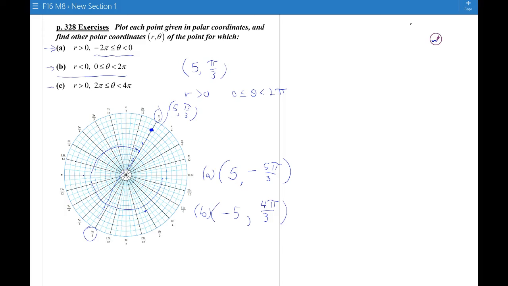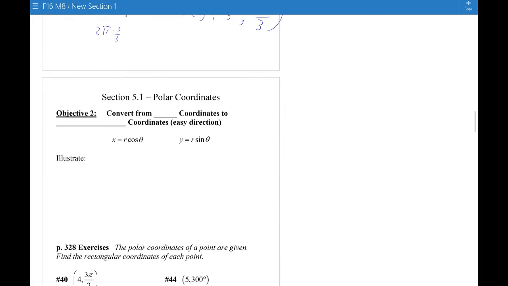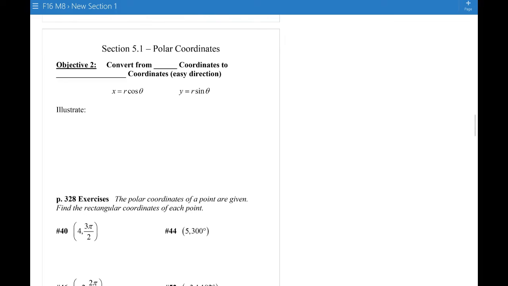So then the last one, C, says, oh yeah, if I go all the way around and then to pi over 3, I'm at the same spot. So that would be 2 pi, which is 6/3 plus 1/3. So (5, 7 pi over 3) is another name for that same point. So you can see that those homework problems are going to be pretty straightforward, just getting used to working with the new way of plotting points.